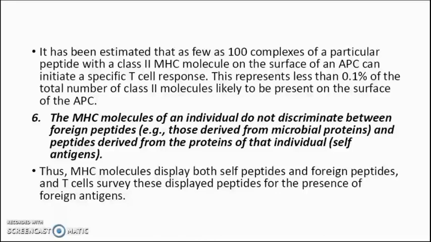This represents less than 0.1% of the total number of class 2 molecules likely to be present on the surface of the antigen-presenting cells. Number 6, the MHC molecules of an individual do not discriminate between foreign peptides, for example those derived from microbial proteins, and peptides derived from the proteins of that individual, self-antigens. Thus, MHC molecules display both self-peptides and foreign peptides, and T cells survey these displayed peptides for the presence of foreign antigen.